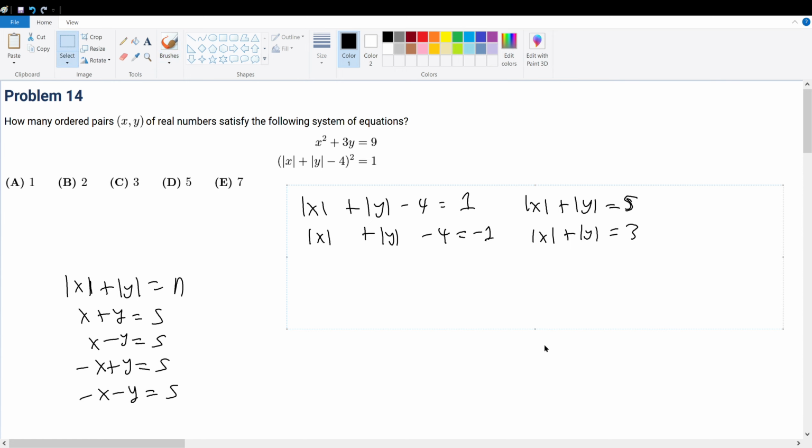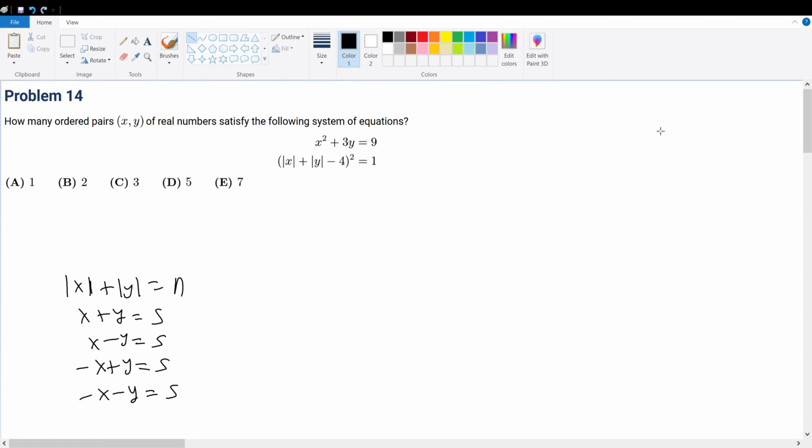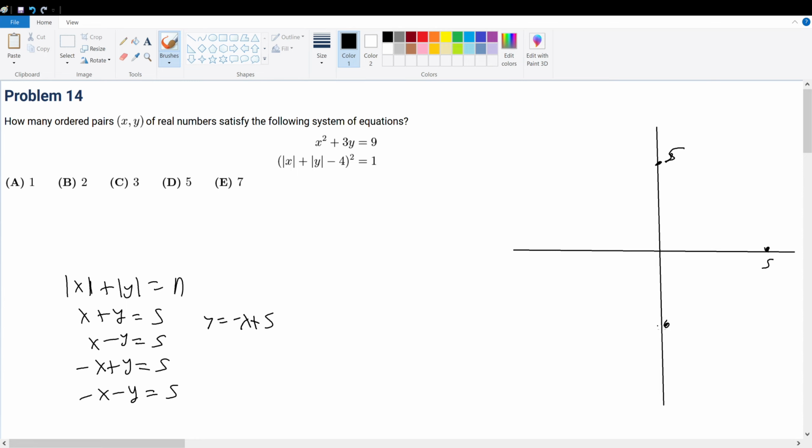So to do that, I'll clear up some space and I'll draw myself a coordinate plane, because the coordinate plane will tell me how many intersections there are. And intersections are solutions. So we want to find the number of intersections basically from graphing. Now to do this, y will be equal to negative x plus 5. So that means that this is going to be 5 and this is going to be 5. That's going to be 5, that's going to be 5. This is going to be negative 5, and this is going to be negative 5. So the final resulting shape is going to be a square like that.